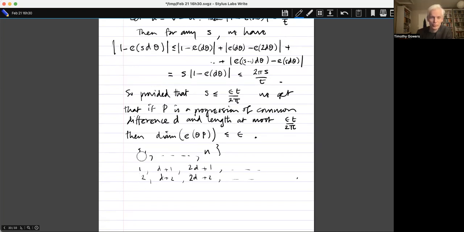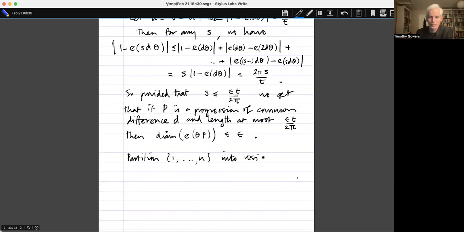So let's just get rid of all that. I didn't really need that, I was just writing it down so I could write something as I was talking. So partition, this isn't the full partition we're aiming for, but partition 1 to n into residue classes mod d.